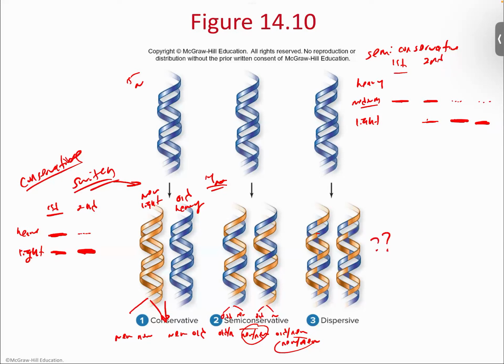With dispersive, I have no idea what they expected to see with that. I mean, it's going to be something in the middle, but it depends really on how much old you have in there and how much new, right? So this could be anywhere. It could be a smear, actually. If you've got a lot of DNA molecules with various amounts of old and new, it wouldn't come across as a band. This could basically come across as a smear because you've got every kind of potential size in there, but not a discrete size. Okay.